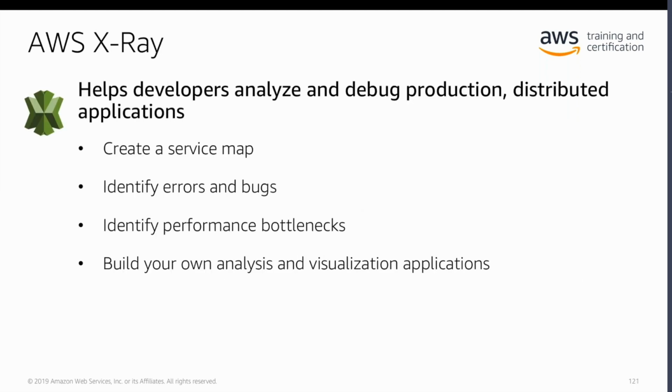AWS X-Ray is a tool to help developers analyze and debug applications, especially those that are built with microservices architecture. You can understand how your application and its underlying services are performing, so you can identify and troubleshoot the root cause of performance issues.